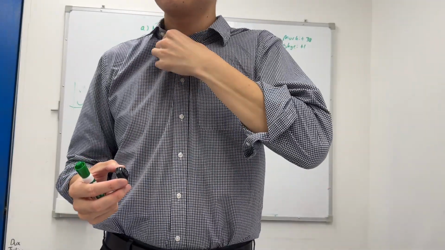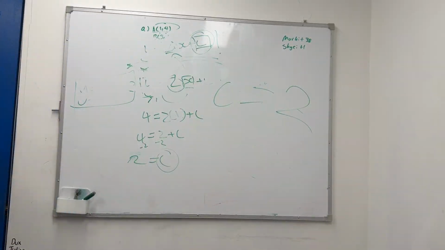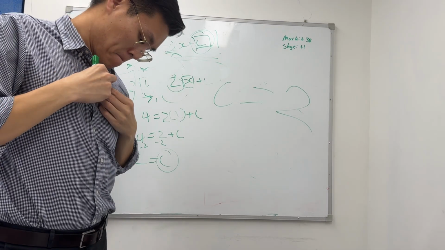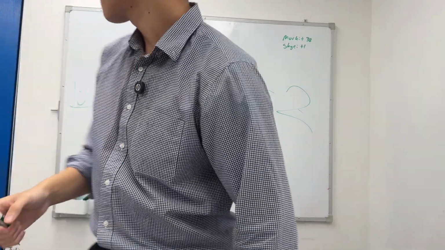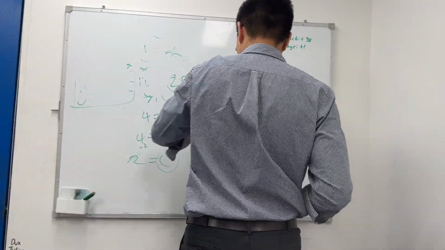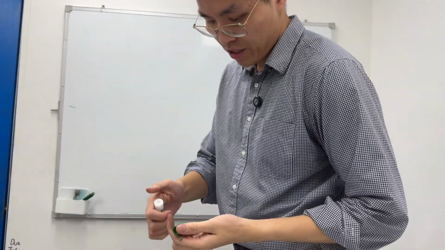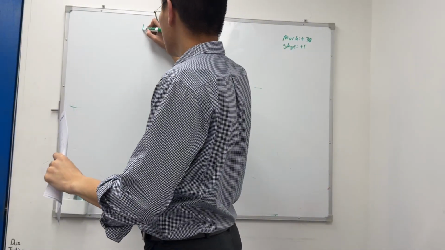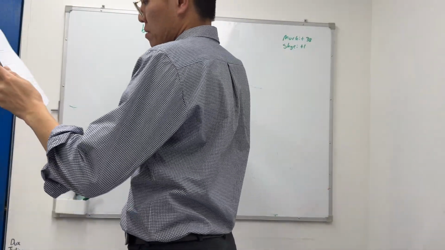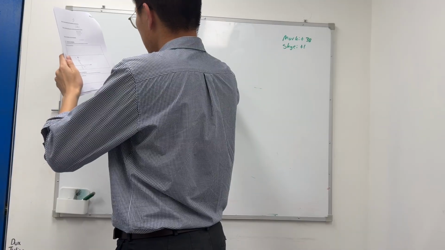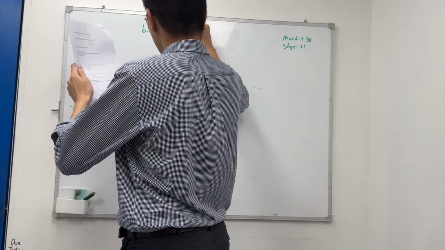Okay, so teaching example number 2. What time is it, by the way? Oh, okay. So the other example, we just have to write down the 2 coordinates we're given.